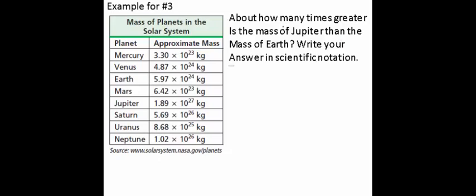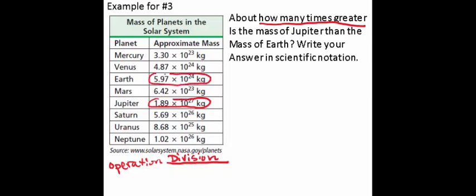Okay, first of all, the key here is how many times greater. So in this question, the operation is going to be division. Okay, that is the key phrase. How many times greater? So we're looking at the mass of Jupiter, so Jupiter is right here, then the mass of Earth, which is right here. Okay, so the bigger number is Jupiter because of its exponent. It's 27. And so how many times bigger is Jupiter than Earth?